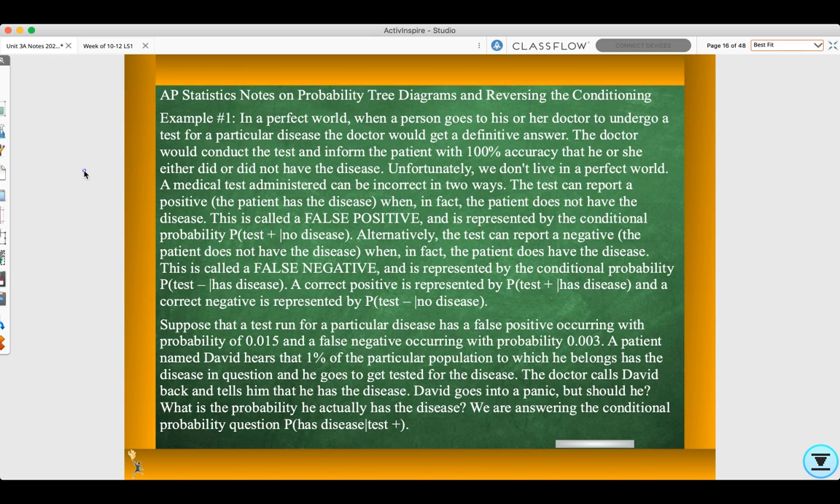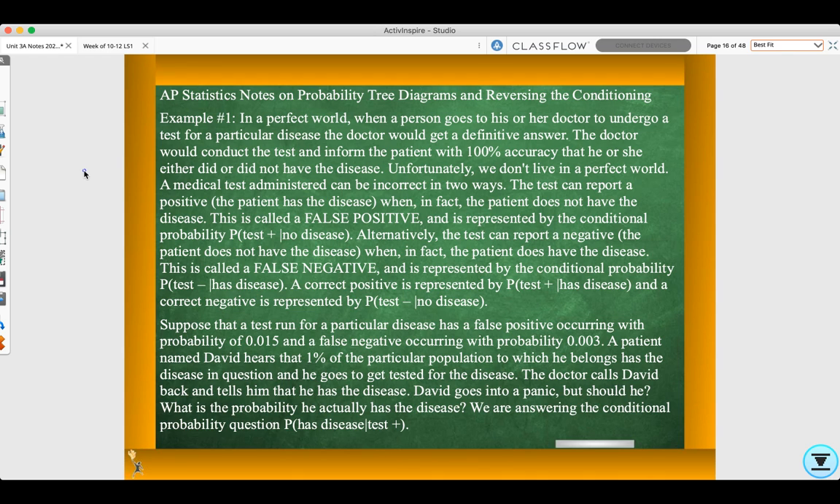Suppose that a test run for a particular disease has a false positive occurring with a probability of 0.015 and a false negative occurring with probability 0.003. A patient named David hears that 1% of the particular population to which he belongs has the disease in question, and he goes to get tested for the disease. The doctor calls David back and tells him that he has the disease. David goes into a panic. But should he? What is the probability he actually has the disease?